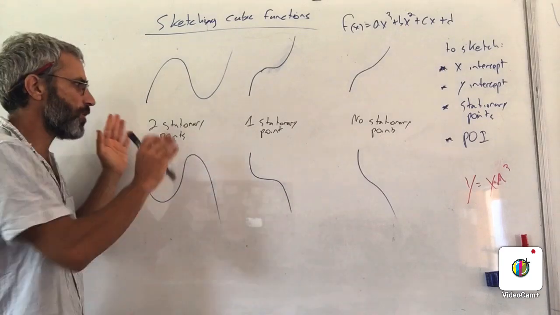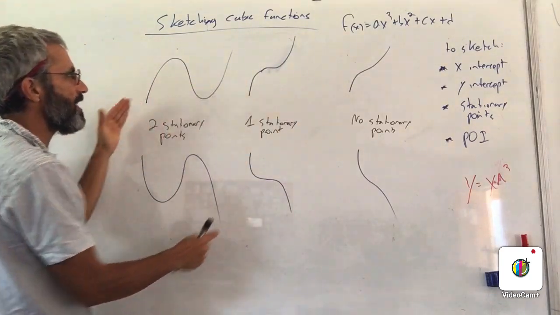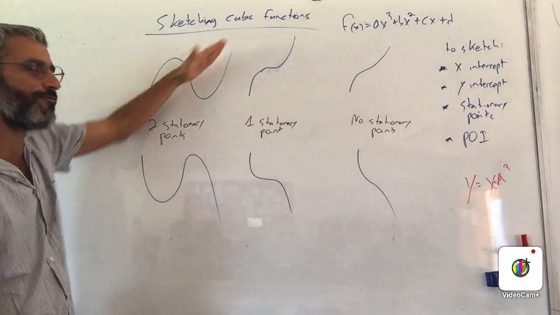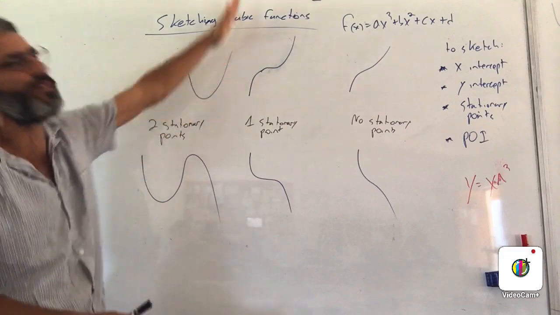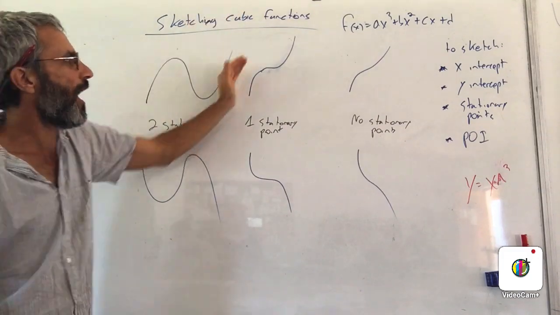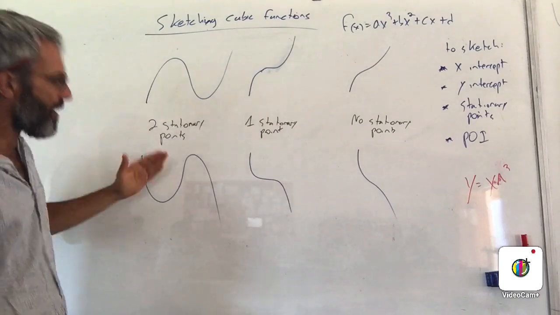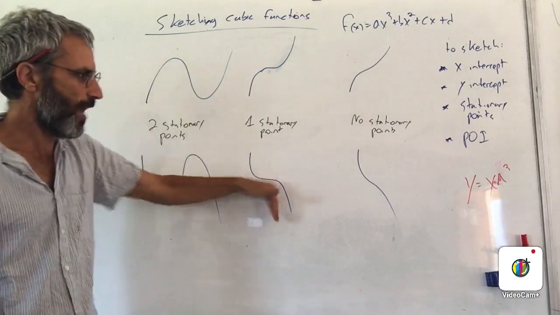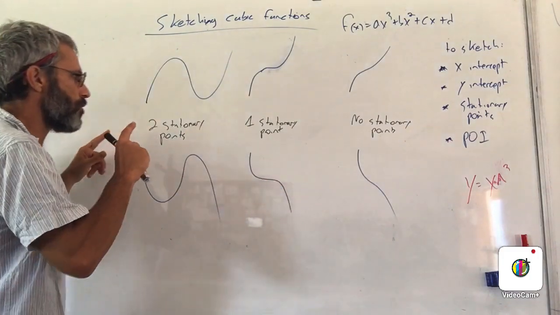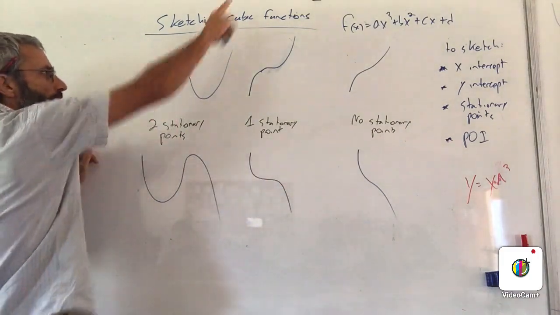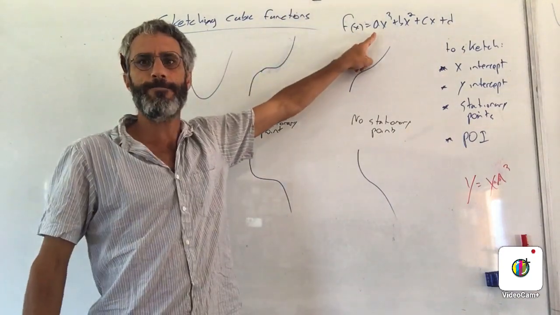I say three options, but each one of them really has two options. Either it goes up, and when I say goes up, it goes up, then down a bit, and then up again. Up all the time. Or it goes down, maybe up a bit, but then down again. Down, down. Now, what determines if it goes up or down is your a.